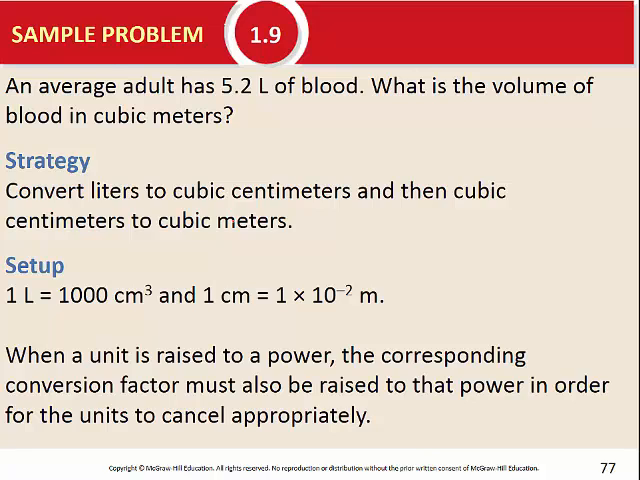Let's try another one. Now this one is tricky because the unit conversion is going to need a little bit of work before we can use it. This question says, an average adult has 5.2 liters of blood. What is the volume of blood in cubic meters? Now, I don't have a direct conversion from liters to cubic meters, but I do know that 1 liter is equal to 1 decimeter cubed.